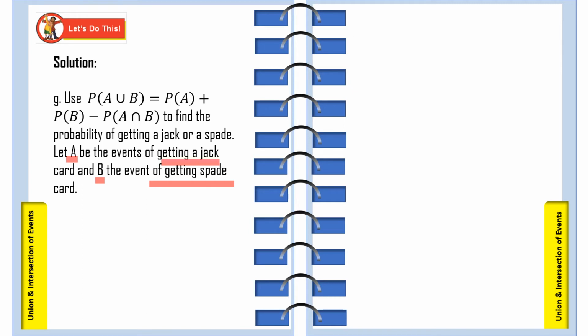So, pwede naman siyang gamitin ng variable. So, dito, ginamit natin yung A and then yung B. Okay? Tapos, ito yung ginamit nating formula. Okay? Ayan. So, this is the formula that we're going to use. Bakit? Kasi, na-prove natin kanina doon sa mga guide questions na merong intersection between the two events.